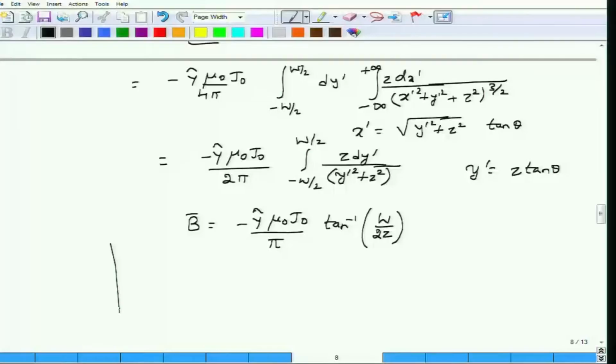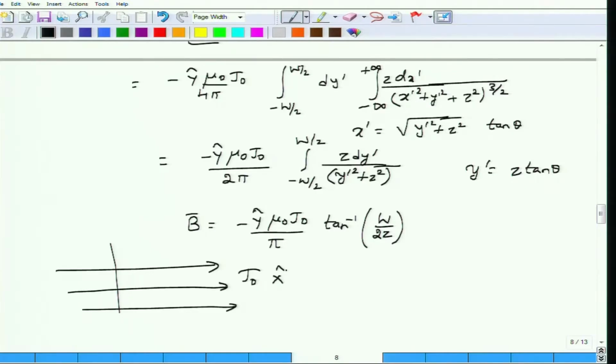So if you imagine this x plane direction, this j0 x hat as the current density vector, then the magnetic field is actually directed in the minus y direction at all these points. Of course, for a given value of z, these field lines would be constant, but at different planes they would all change. For example, right on the axis at z is equal to 0, what would be the value of the B field? At z equal to 0, tan inverse of infinity is pi by 2, and there is a minus sign up there. So essentially you are going to get some constant value, right.